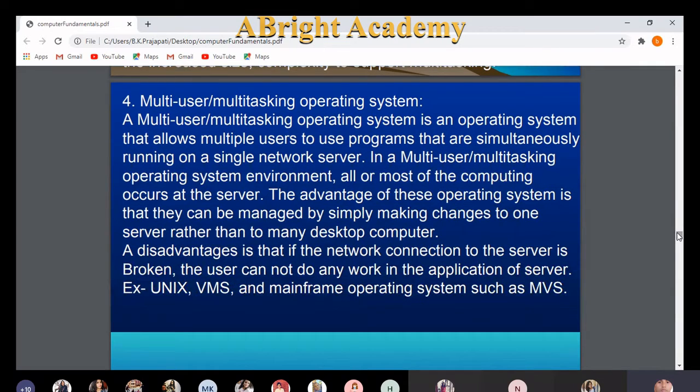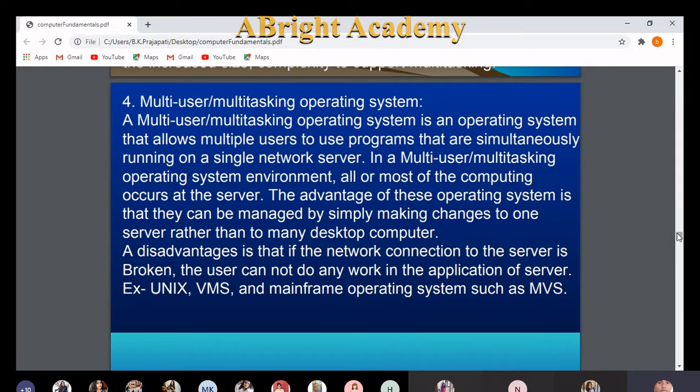The last one is the multi-user multitasking operating system. A multi-user multitasking operating system is an operating system that allows multiple users to use programs that are simultaneously running on a single network server. In a multi-user multitasking operating system environment, all or most of the computing occurs at the server.